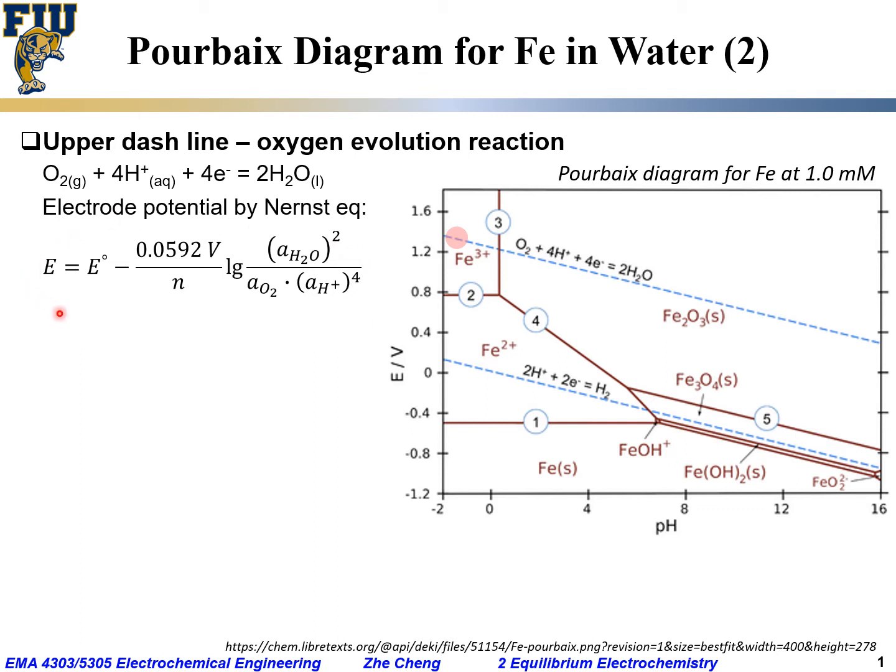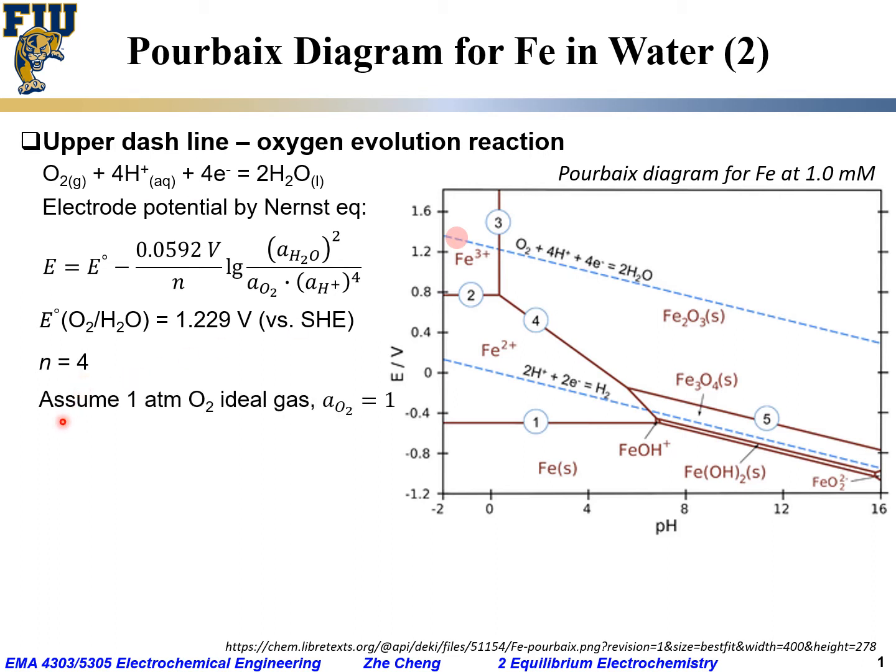Okay, so this gives us the electrode potential for such a half-cell reaction, and from the standard electrode potential table, E0 for oxygen and water, for this half-cell reaction, would be 1.229 volt versus SHE. So that gives us E0. And n, the number of electrons transferred for this half-cell reaction, would be 4 electrons. So n equals 4. And similar as before, if we assume for simplicity 1 atmosphere of oxygen ideal gas, then the activity for O2 would be 1.